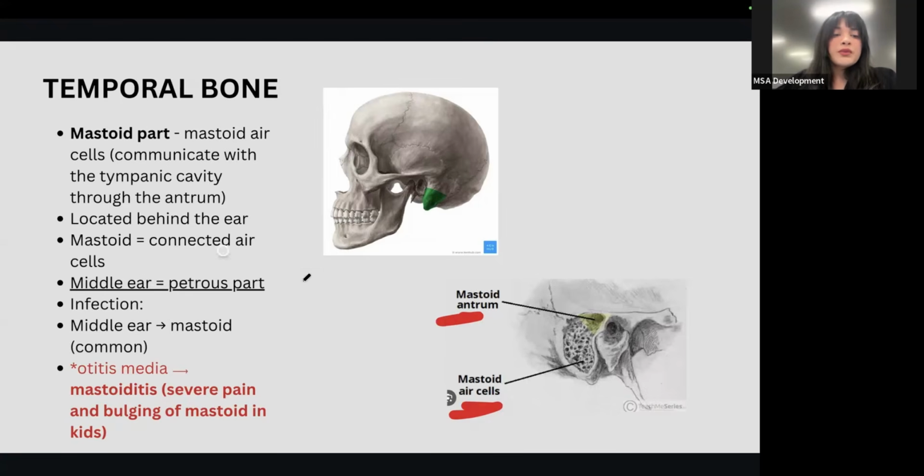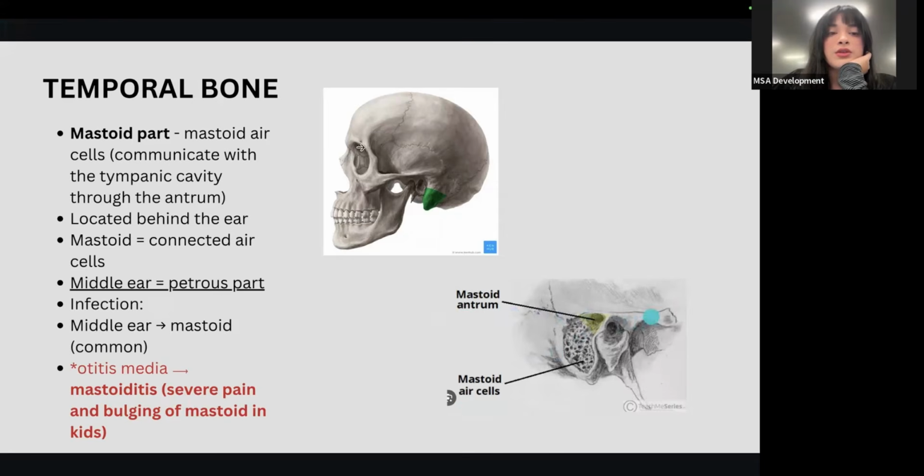So the middle ear is in the petrous part. So what happens? If there is an infection in the middle ear in the petrous part, it can go to the mastoid because the mastoid antrum connects the two structures. And this happens in otitis media when the middle ear is inflamed. It can go to the mastoid. It can cause mastoiditis, and it's severe pain and bulging of the mastoid in kids. So this is going to be very painful. It's going to bulge.